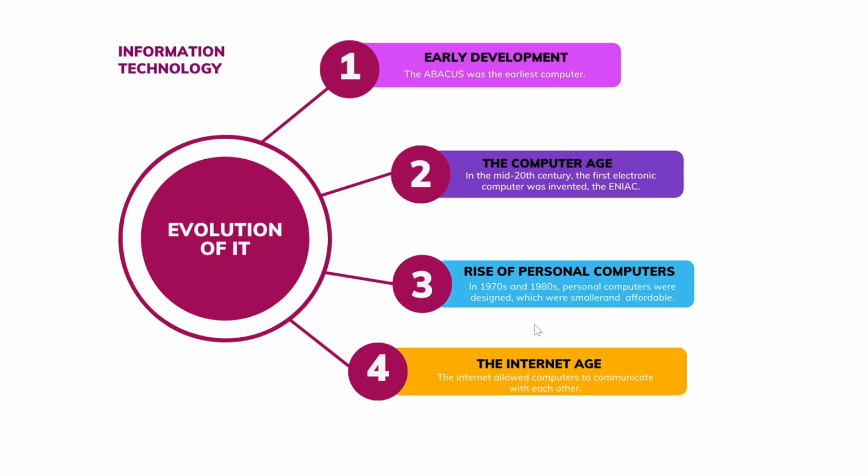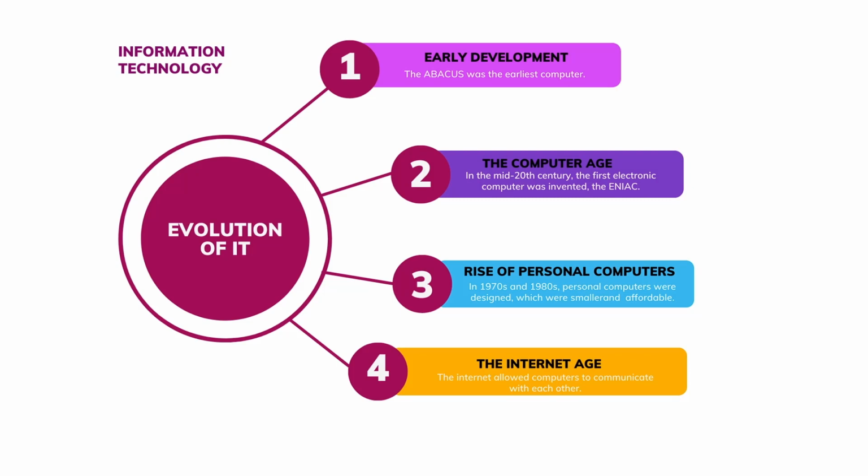Okay, now the last stage, the internet age. The internet age began in the 1990s that allows people to communicate, share information and access a wide range of digital content. The internet has also led to the development of other technology such as mobile computing, cloud computing and social media.